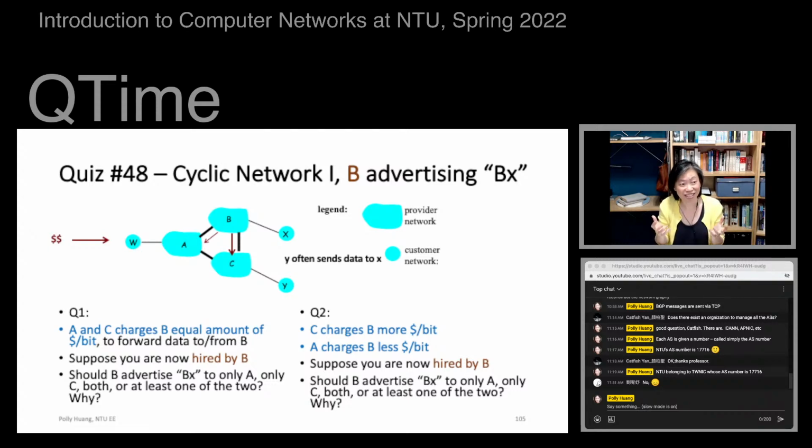Again, you probably see also several possibilities, right? So what do you think the best way to do it? Okay, in case A and C charges B equal amount of money.